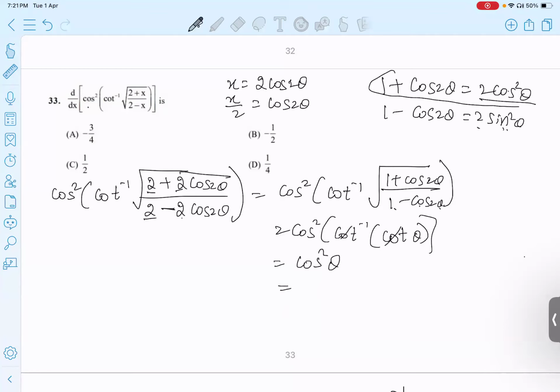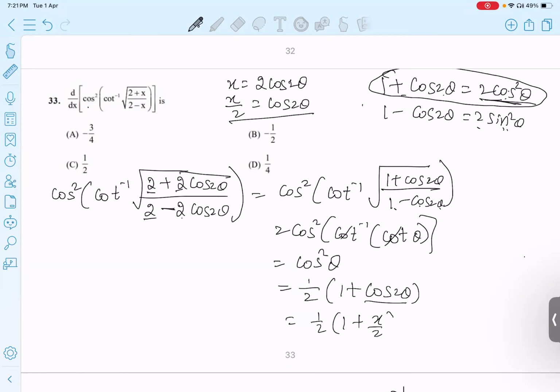So again, using this identity, cos square theta can be rewritten as 1 by 2 into 1 plus cos 2 theta. See, students, 2 cos square theta is 1 plus cos 2 theta. So cos square theta is 1 by 2 into 1 plus cos 2 theta. What is cos 2 theta? x by 2. If I multiply, I'll get 1 by 2 plus x by 4.